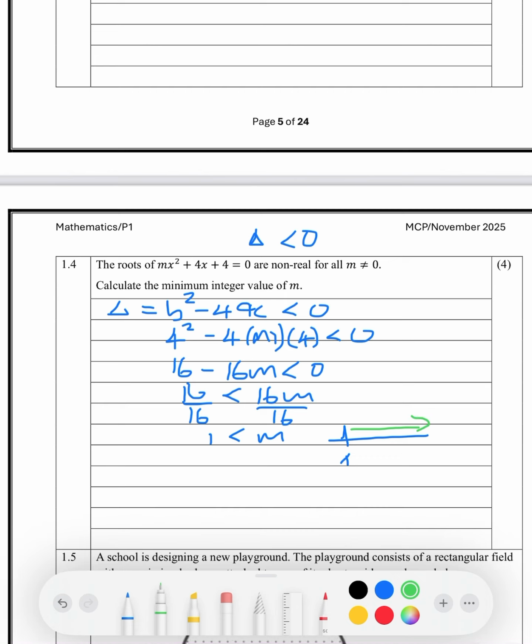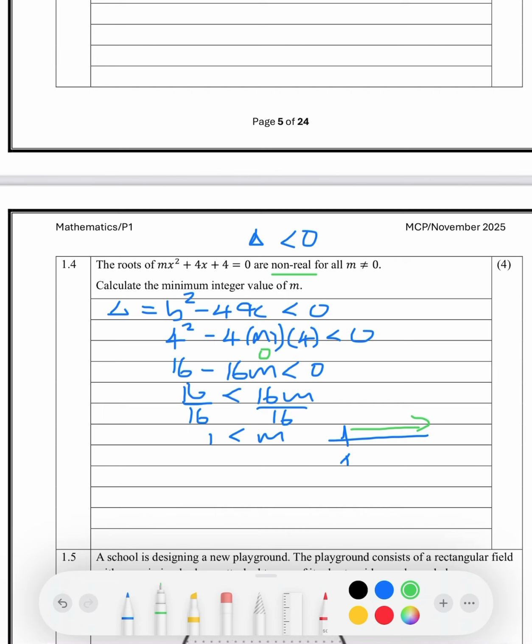And how we see that this can actually hold is when we put, for example, 0 for m in the discriminant, we'll get 4 squared, which is 16, and it's positive. So when m is 0, we get a positive discriminant, which does not result in non-real roots. And then when we put a negative number, say minus 1, for m, we have minus 4 times minus 1 times 4, which will give you a positive 16. So 16 plus 16 is 32. Again, you'll have a number greater than 0, and it will not result in non-real roots.